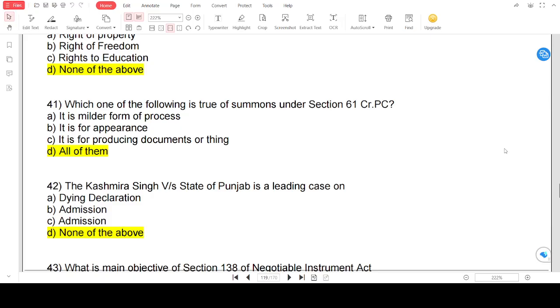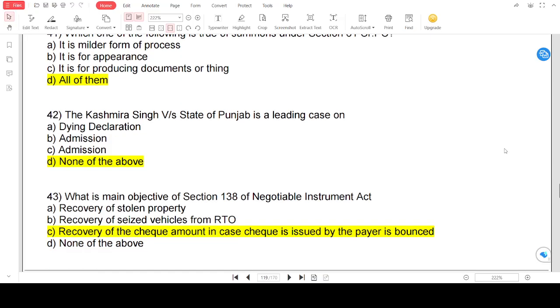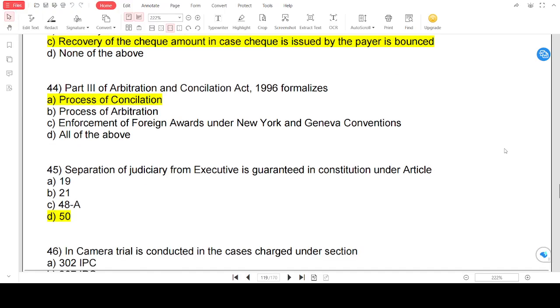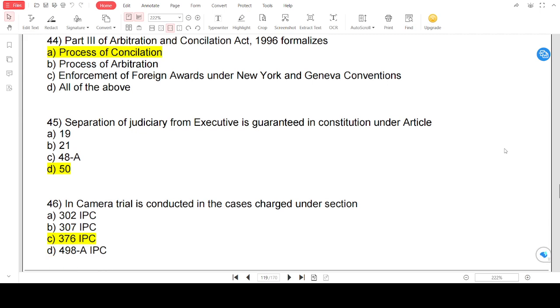Dying declaration, admission, none of the above. Main objective of Section 138 of the Negotiable Instruments Act is recovery of the cheque amount in case the cheque issued by the payer is bounced. Part 3 of Arbitration and Conciliation Act 1996 formalizes the process of conciliation. Separation of judiciary from executive is guaranteed in Constitution under Article 50.